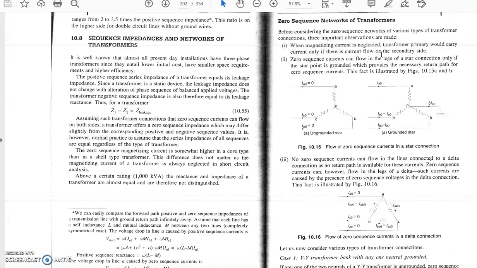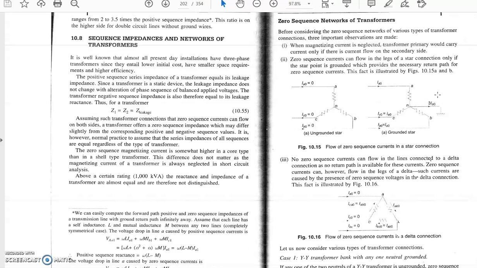Second observation: zero sequence current can flow in the legs of a star connection only if the star point is grounded, which provides the necessary return path for the zero sequence current. If there is an ungrounded star, then the zero sequence current will be zero, because there is no return path for the flow of zero sequence current. And if there is a grounded star, then the zero sequence current may exist, which is equal to 3 Ia naught, because it gives the return path to the zero sequence current of the transformer.